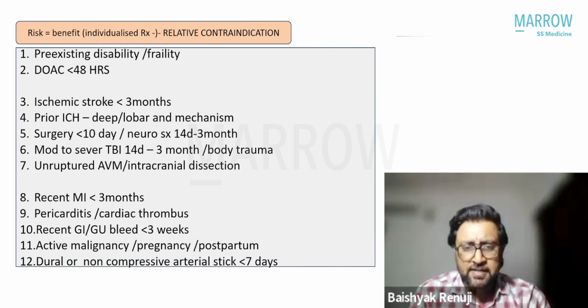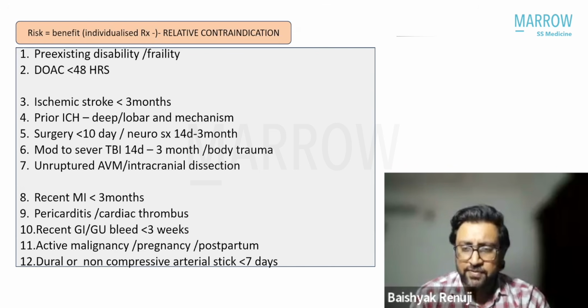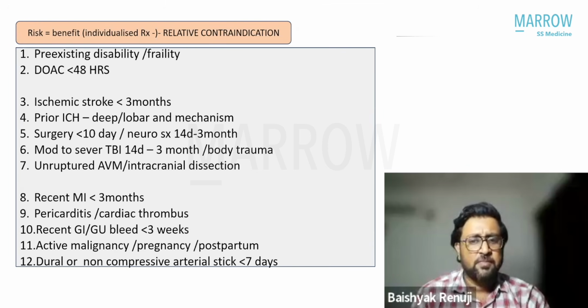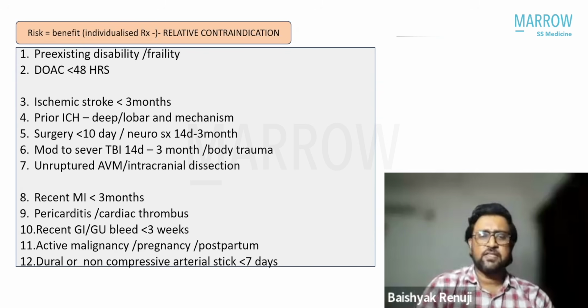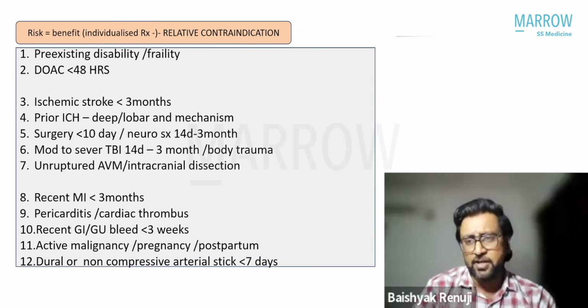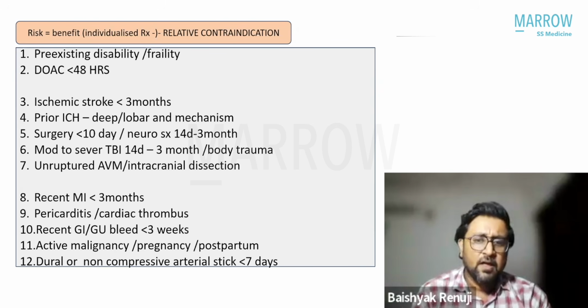Active malignancy, pregnancy, and postpartum. Postpartum within 14 days was previously uncertain, but now they are saying you can lyse, but again you have to discuss. Recent GI bleed, GU bleed less than 3 weeks, again you have to discuss with the gastro. For active malignancy, previously if survival was less than 6 months, there was no need to lyse; more than 6 months was lysis. Now, in such scenarios, you go ahead with the coagulation profile and everything, then decide with the oncologist or treating physician.